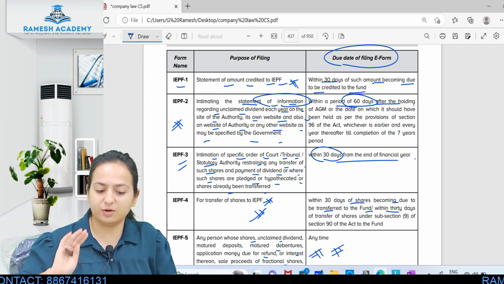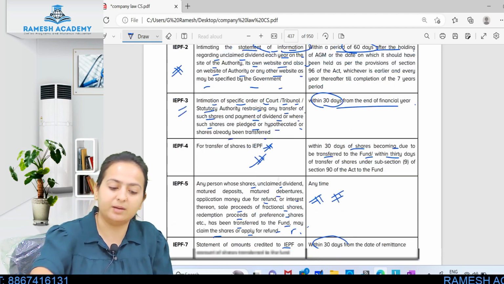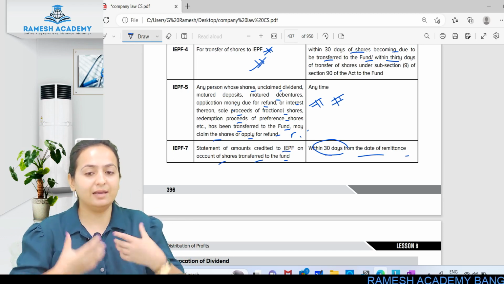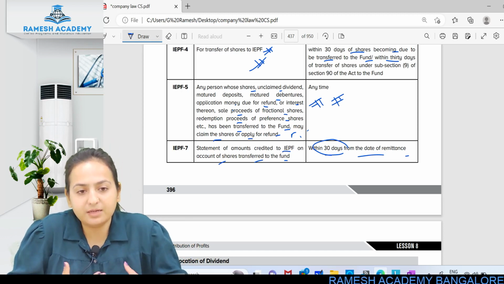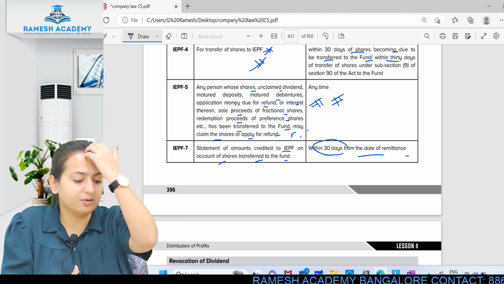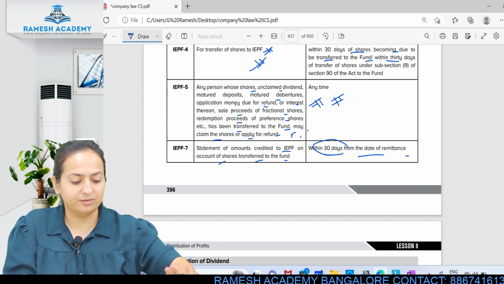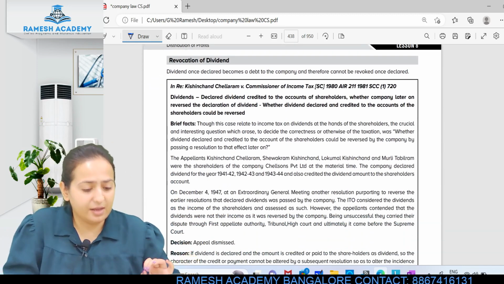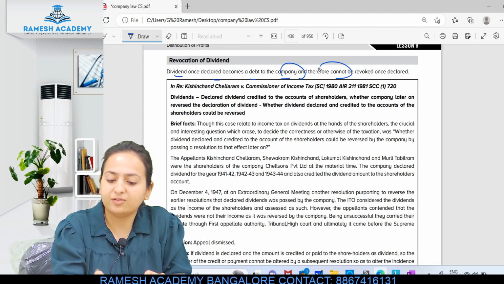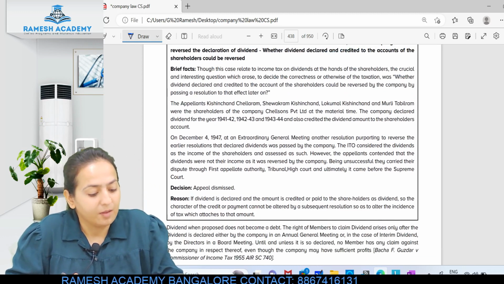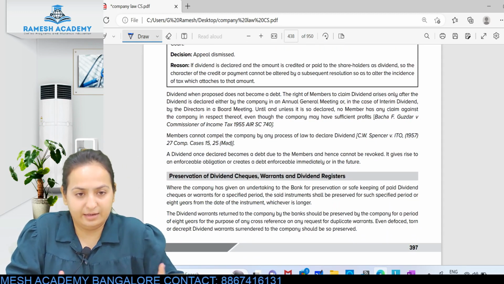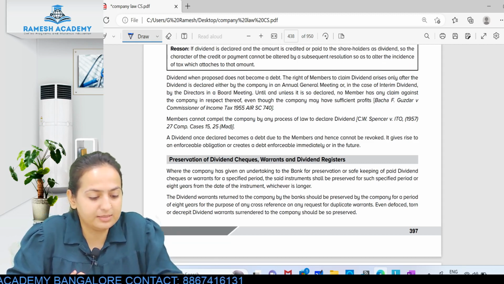IEPF 4 is for transfer of shares to the IEPF within 30 days of the shares becoming due to be transferred. Then IEPF 5, any person whose claim is pending can claim from the unpaid dividend account by filing IEPF 5. IEPF 7 is the statement of the amounts credited to the IEPF. Then is revocation of the dividend. Once a dividend is declared, it becomes a debt and therefore it cannot be revoked. Once you have declared the dividend, you cannot take that declaration back. It is not revoked.